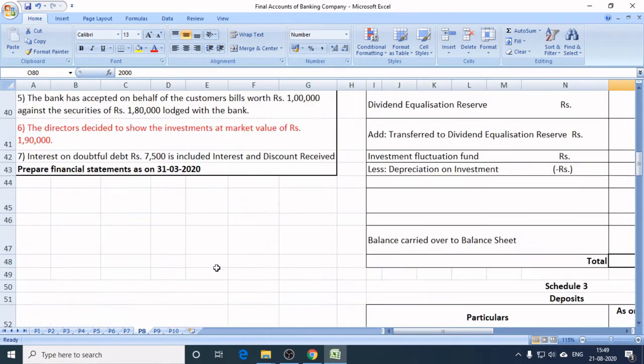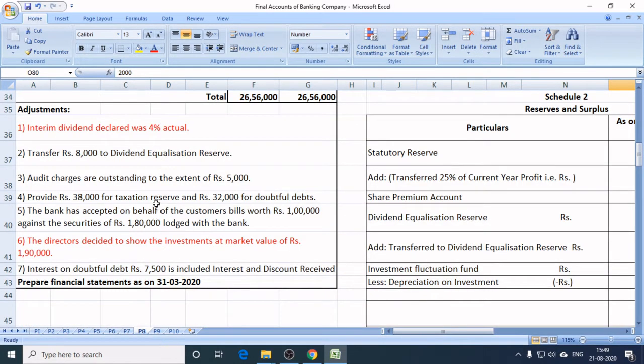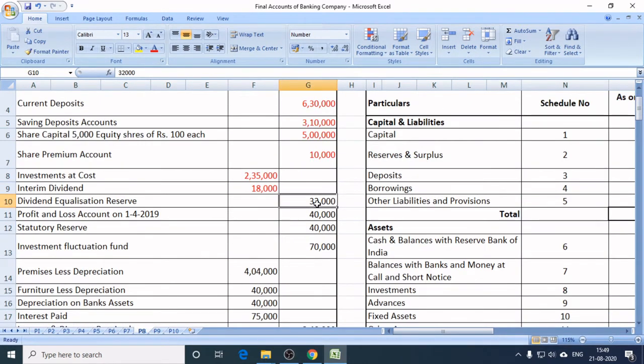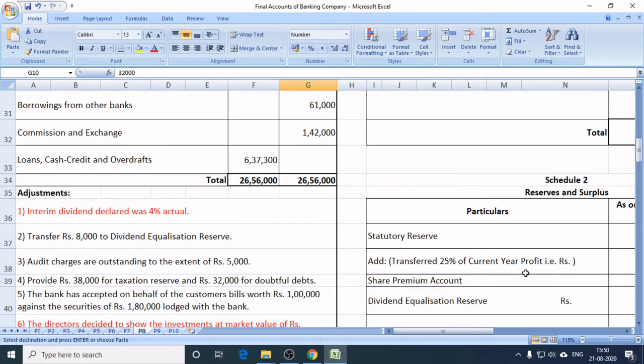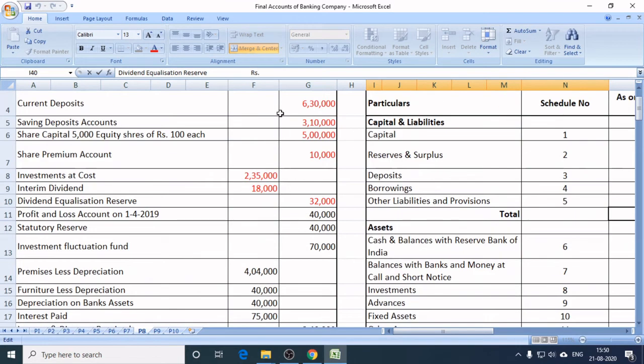Okay, now the next particular in the problem is dividend equalization reserve. It has a credit balance, and we all know that it is bank's liability, and all the reserves we record under schedule number 2, that is reserves and surplus. So we will show it in schedule number 2, reserve and surplus. Okay, it is opening balance. Balance is 32,000.